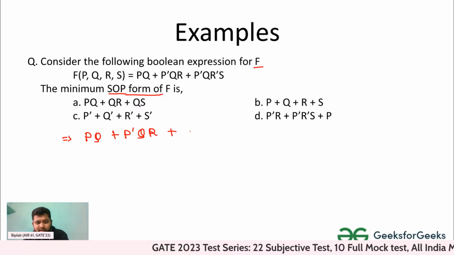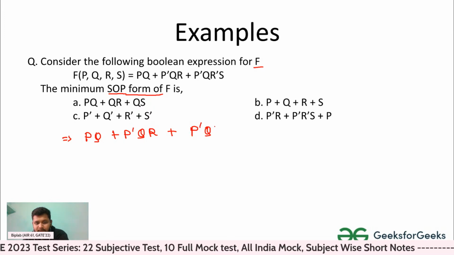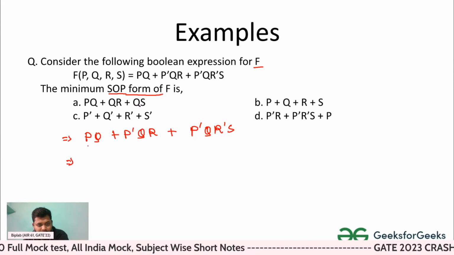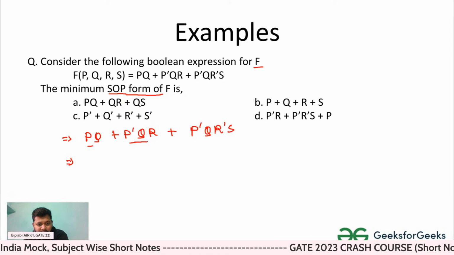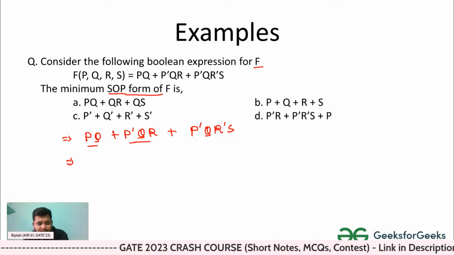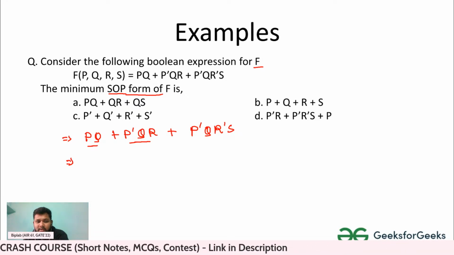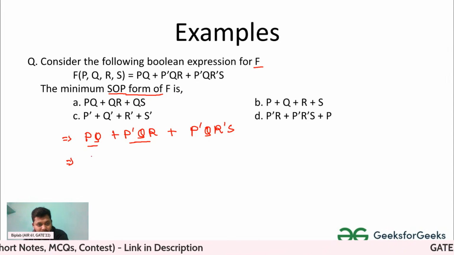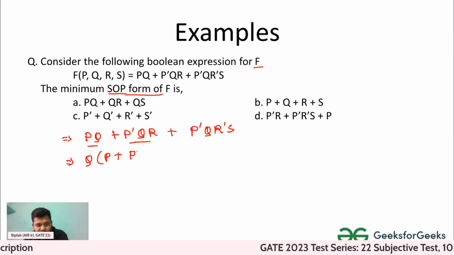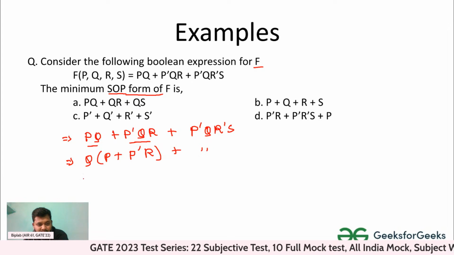PQ plus P bar QR plus P bar Q R bar S. Okay, so when you look at these two terms, you can see you can take Q as common, and what you will be left with is P plus P bar R. When you look at that, the first thing that will strike your mind is absorption law.